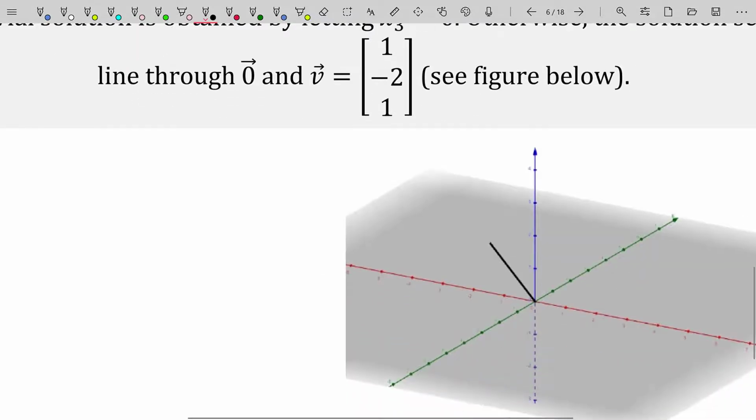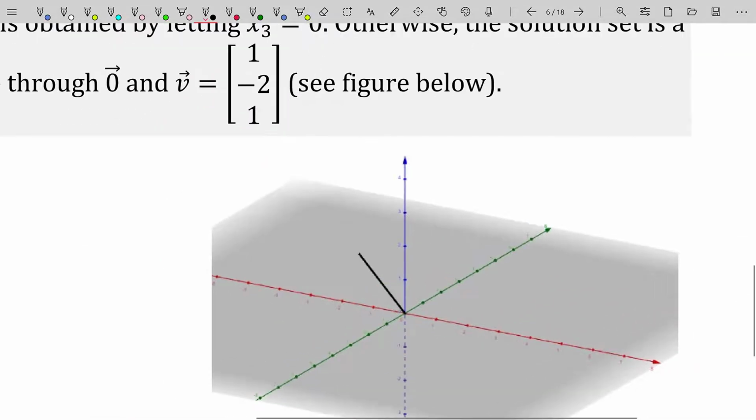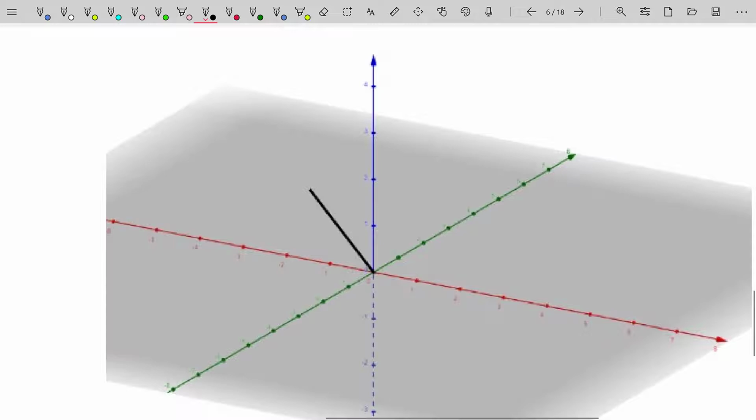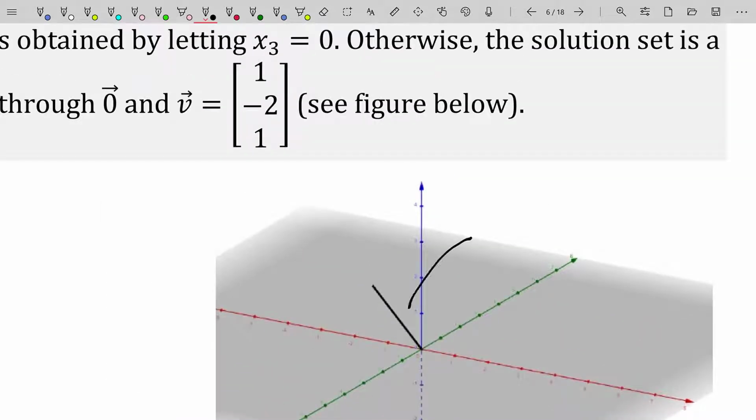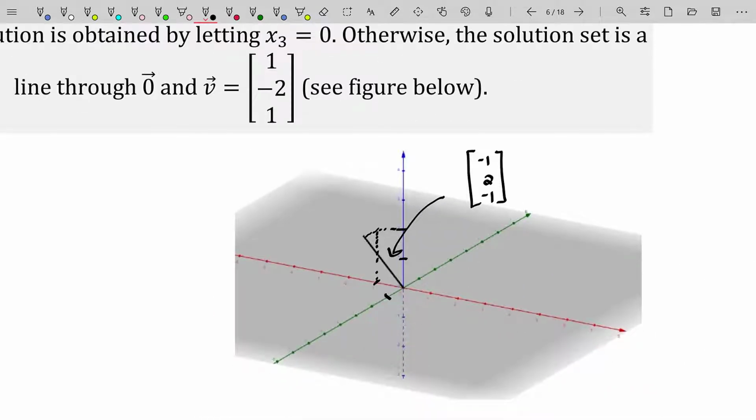And that's shown by this figure right here. Except when you look at this, the way this figure is drawn, it's actually the opposite of that. The vector you're seeing right there actually is negative 1, 2, negative 1. But that's okay. It actually still goes through that same vector. It just continues down. So this is a line like this in 3 space.